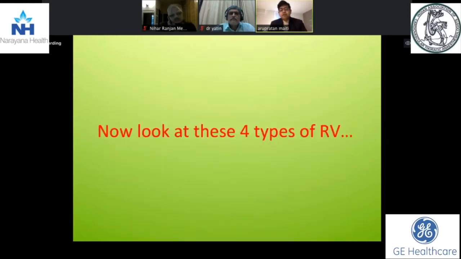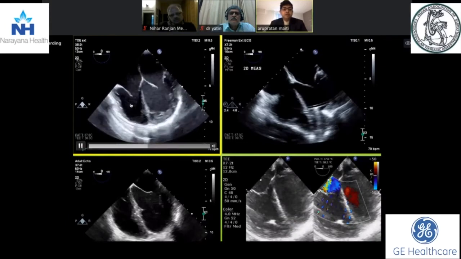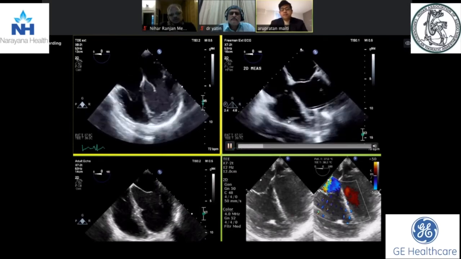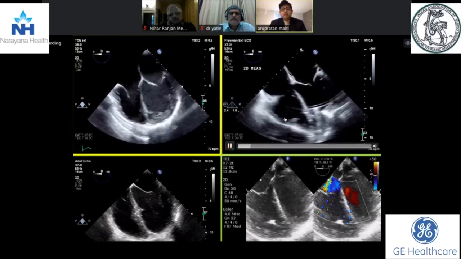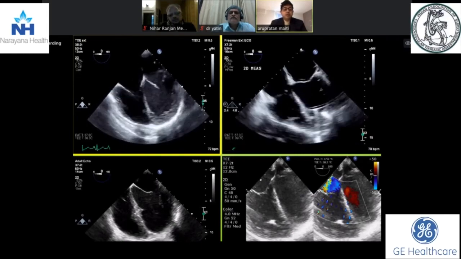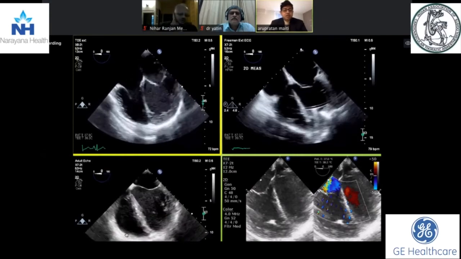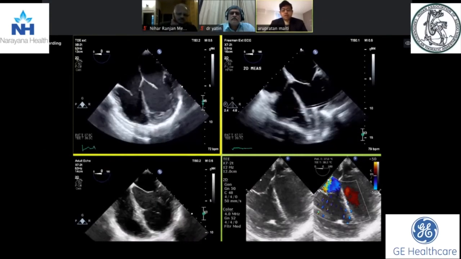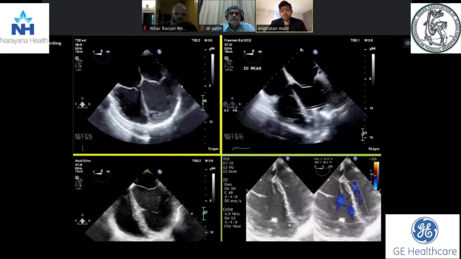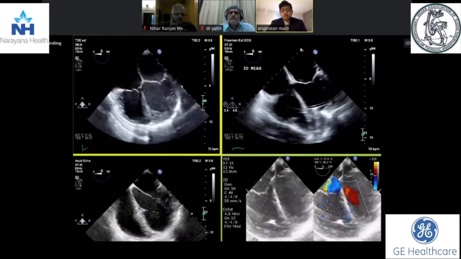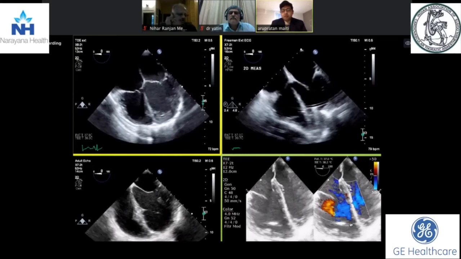Now compare with the four types of RV. If you see this RV, there is some longitudinal movement, but no free wall movement and not much septal movement. So this is quite a dysfunctional RV. If you look at this RV, there is some free wall movement, but no longitudinal and septal movement. And in this postpartum cardiomyopathy RV, the size is normal, but there is not much movement from anything. But in this RV, it is quite dilated, looks like volume overload, with some contribution from the septum and from the free wall.